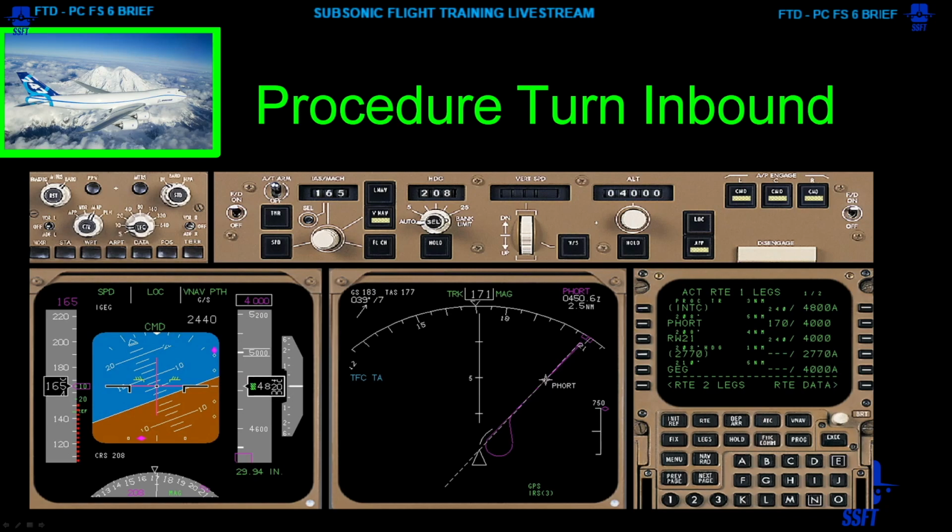Procedure turn inbound would be when we intercept the course inbound. That would be procedure turn inbound, not when you complete the turn, not when you're out here. If you're still on the procedure turn, that's not procedure turn inbound. It would be when you intercept the course inbound. If you're very close to the course inbound, you could report procedure turn inbound.